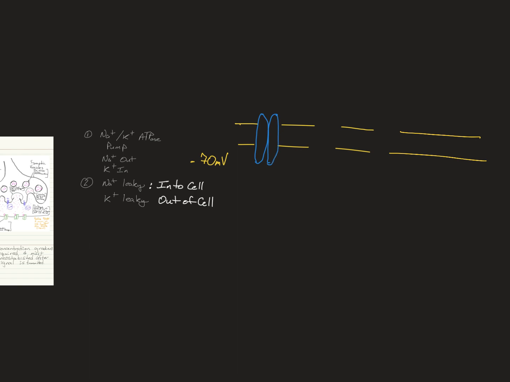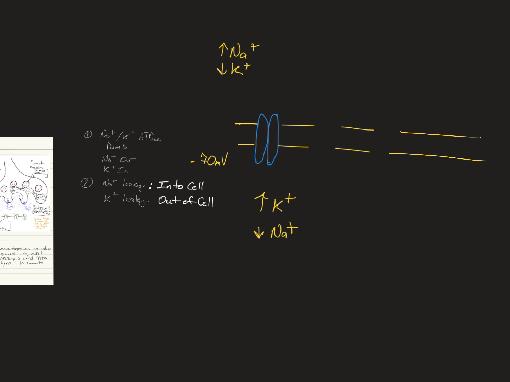In part, we know it's negative 70 because there is high sodium out here and low potassium out here. And we know that over here on this side, it's high potassium and low sodium. Again, sodium being Na plus.